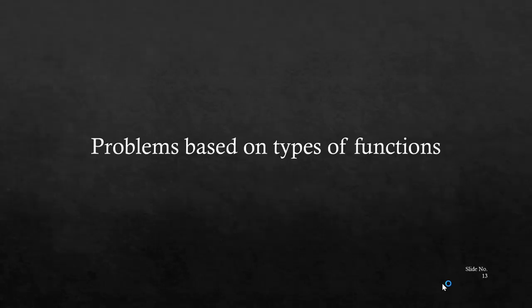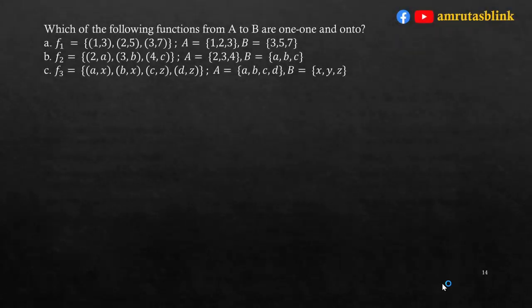Now we'll see a few problems based on types of functions. Which of the following functions from A to B are 1-1 and onto? f1 is equal to {(1,3), (2,5), (3,7)}, whereas A is equal to {1, 2, 3} and B is equal to {3, 5, 7}. f2 is equal to {(2,a), (3,b), (4,c)}, whereas A is equal to {2, 3, 4} and B is equal to {a, b, c}. f3 is equal to {(a,x), (b,x), (c,z), (d,z)}, whereas A is equal to {a, b, c, d} and B is equal to {x, y, z}.